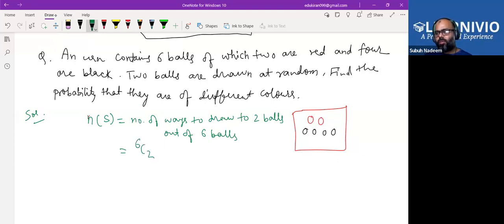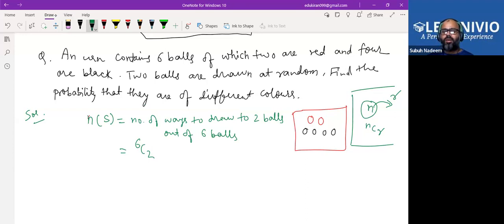There's a normal formula for combination, right? Yes, nCr, that is the formula. If there are n objects and out of those n objects you want to select r objects, what is the number of ways? nCr. You remember? Yes. That is what we are doing here. Out of 6, we are selecting 2. Now this is the number of elements in the sample space.